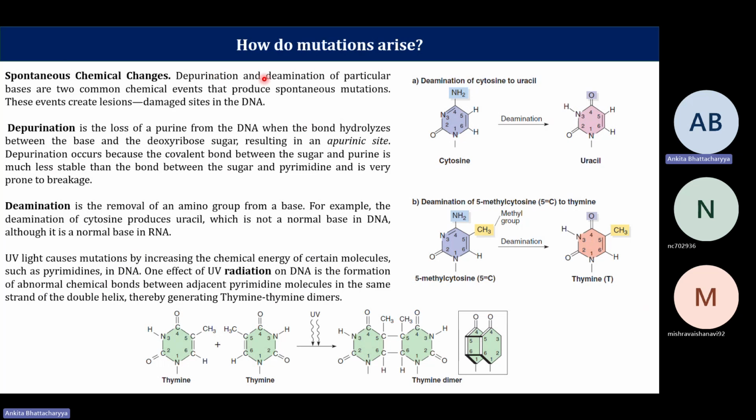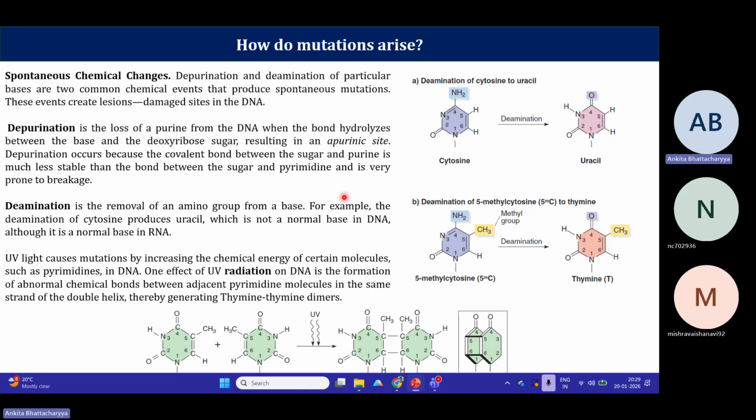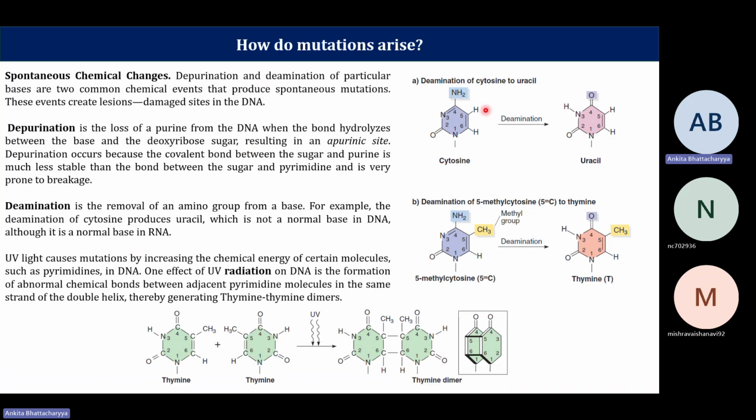Spontaneous chemical changes include depurination and deamination of certain bases, which create lesions. For example, when cytosine undergoes deamination, where the amine group is gotten rid of, you will find the generation of uracil, which is a major source of error, very commonly found as well.